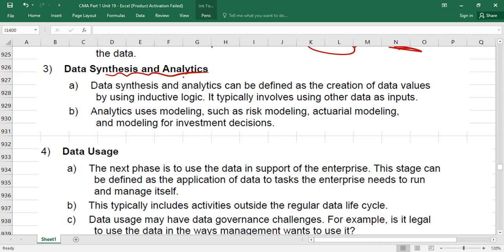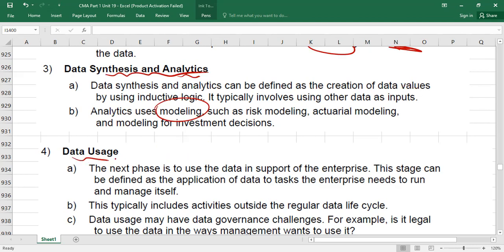And now the third stage is data analytics. Maybe you will apply some modeling to that data. Maybe you will calculate net present value, internal rate of return, payback period. Understood? Maybe you will do some risk modeling also. So when you apply modeling and some techniques to find out some result, that is called data synthesis and data analytics.